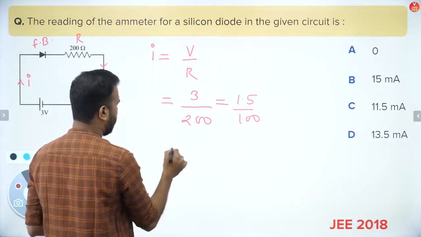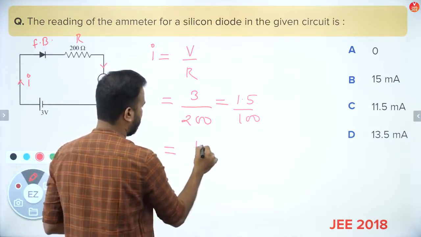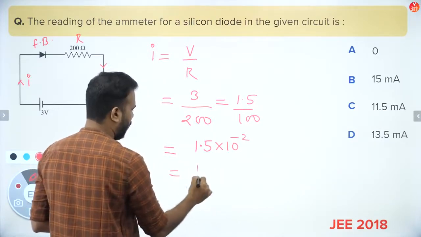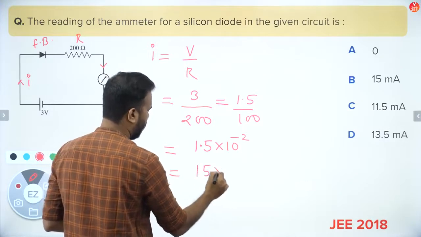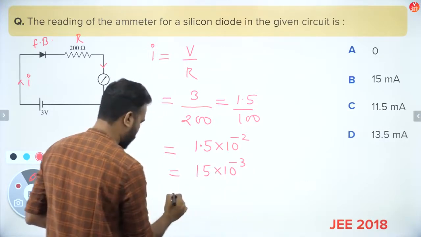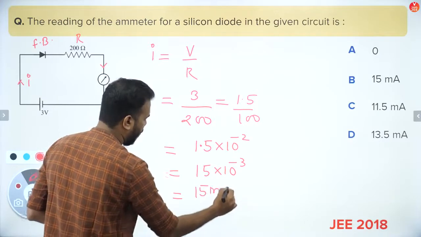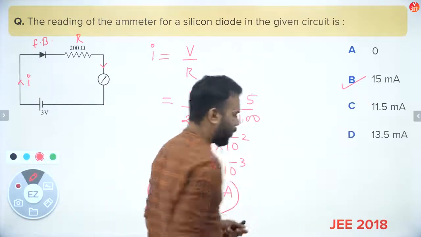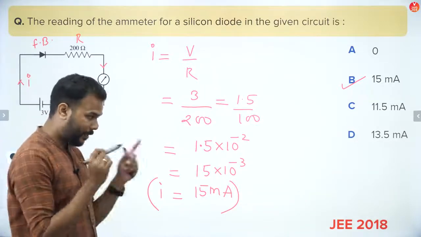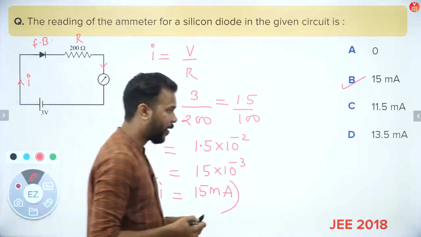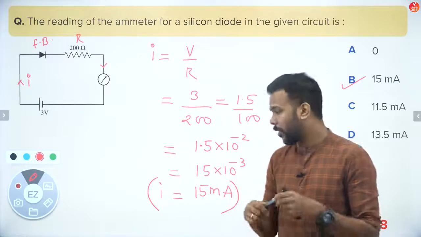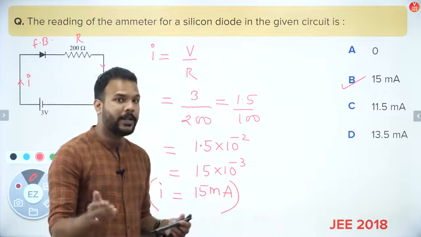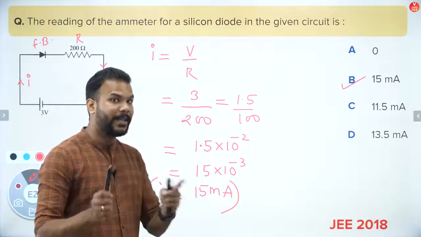But as you can see, all the options are in milliampere, so I can say it is 1.5 into 10 to the power minus 2. Converting it into milliamperes, this is 15 into 10 to the power minus 3, or simply 15 milliamperes. Yes, that's the answer to this question, which is option B, a question which came in the previous year. That is the reason I've taken this question here. I know it's a very, very simple question, but just to show you guys that the questions still coming in JEE from this chapter are very, very simple.